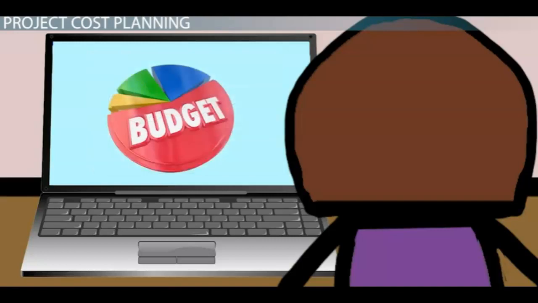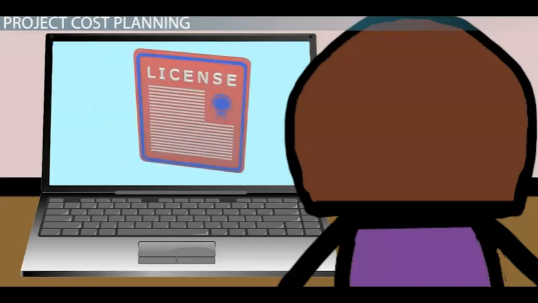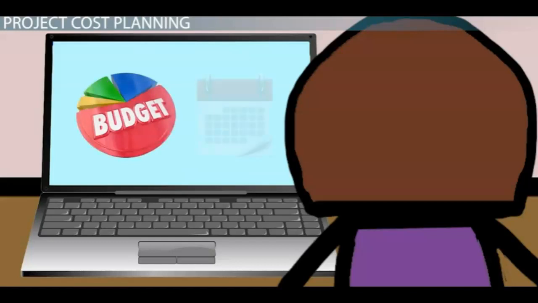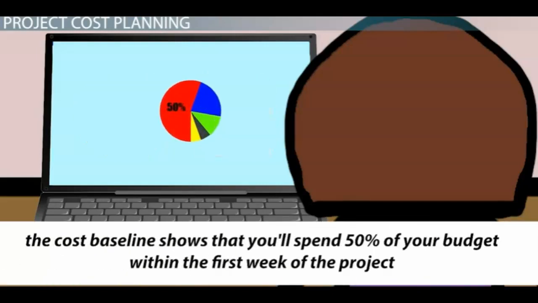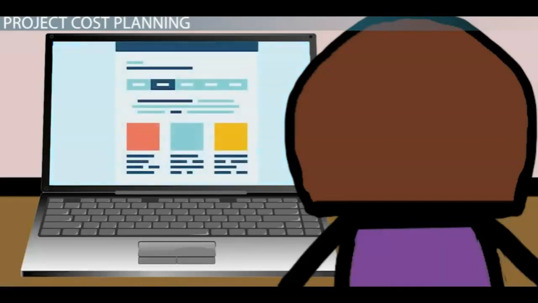For your playground project, you create a cost management plan to ensure your tight budget is well managed. This plan contains the detailed work plan done in the previous estimating step, along with a list of all the materials and permits and associated costs for each. You create a cost baseline showing how much of the budget will be spent per week during the 4-week project lifecycle. The cost baseline shows that you will spend 50% of your budget within the first week of the project to purchase playground equipment. Your project cost management plan also shows from which business account you'll pay project costs.